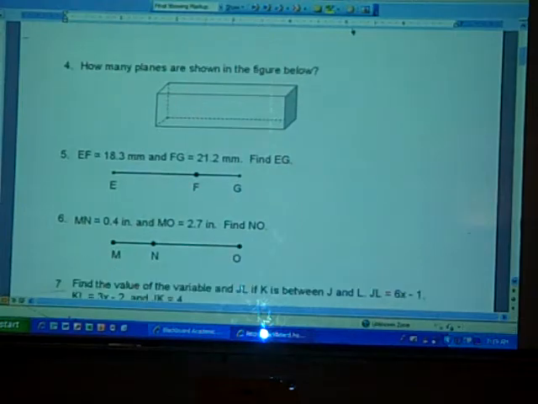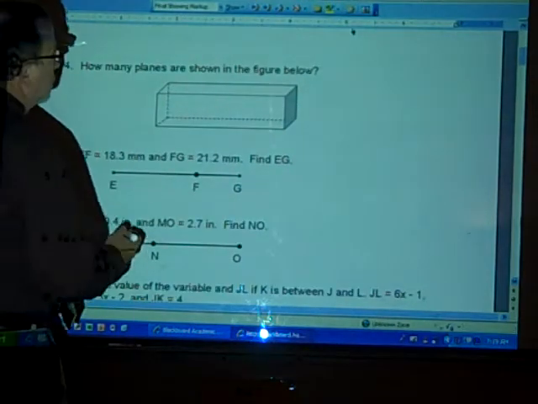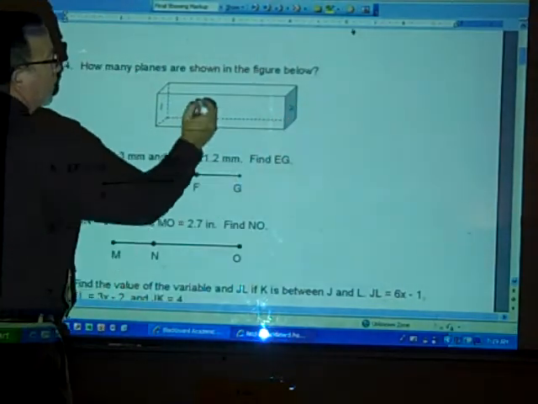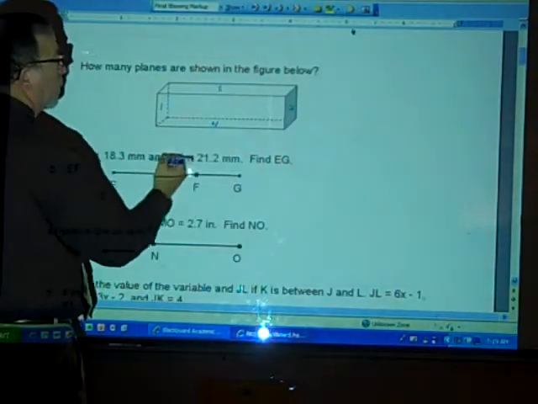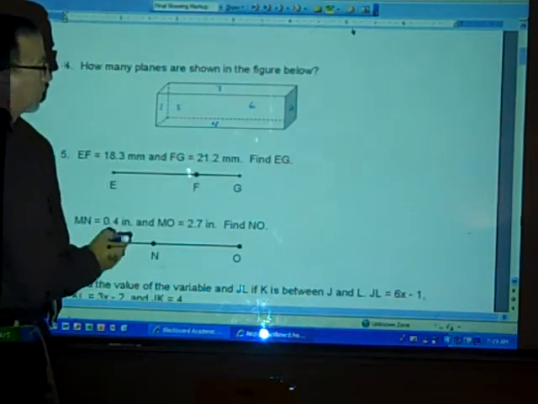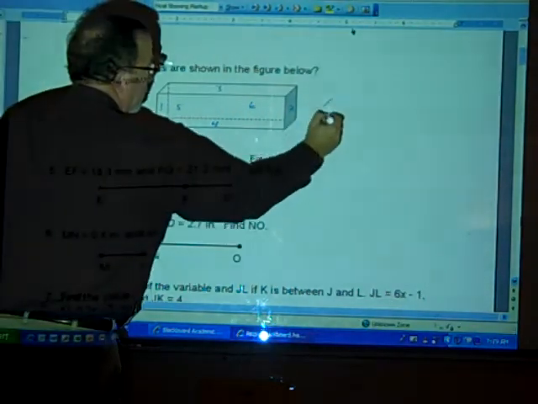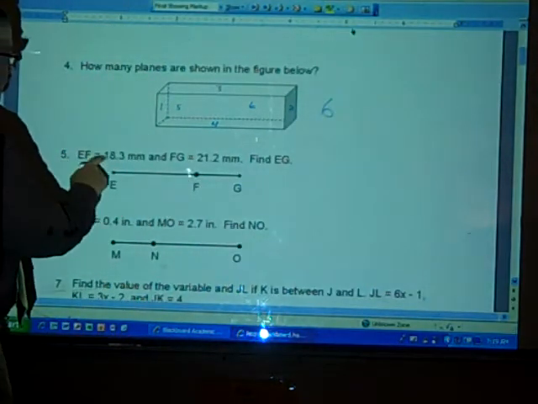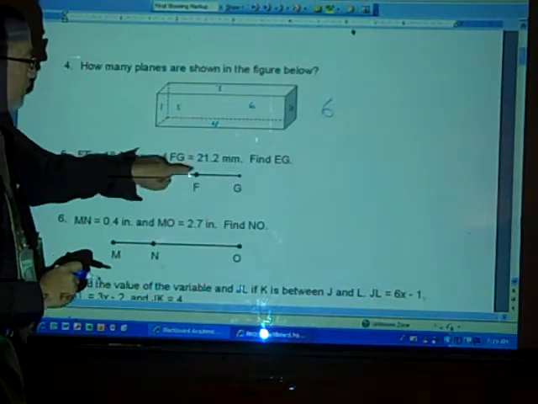Number 4, how many planes are shown in the figure below? Well, we've got the 2 ends. We've got the top and the bottom. And we've got the front and the back. So we've got 6 planes. Answer is 6.